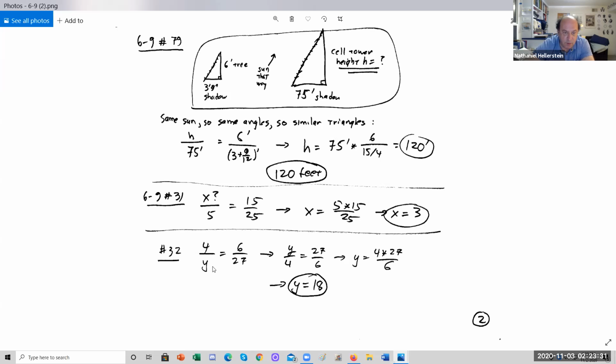This one's a little more trouble. 4 over y equals 6 over 27. Find y. Well, the first trick, I think the easiest, is to flip both these fractions upside down. So instead of 4 over y, have y over 4. Instead of 6 over 27, you have 27 over 6. Now all you need to do is transpose the 4, move it to the right, get y equals 4 times 27 over 6, which comes out to 18.